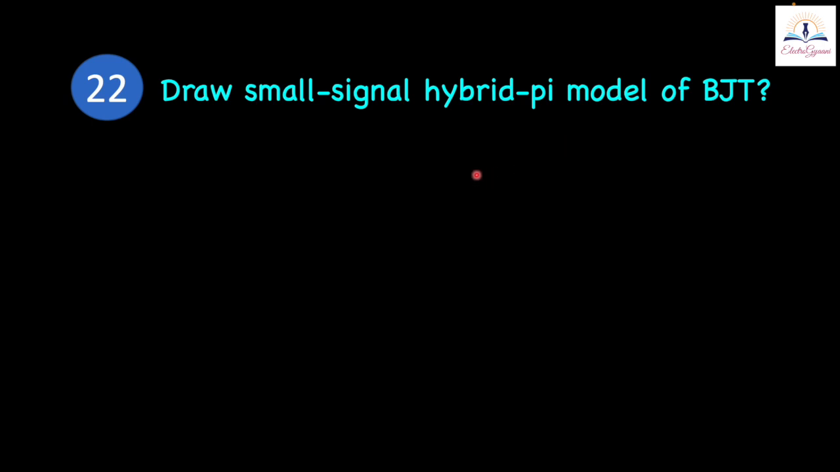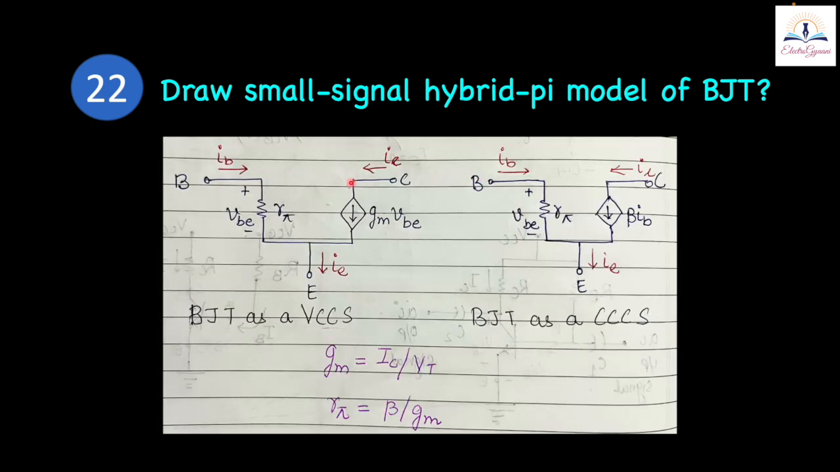Draw the small signal hybrid pi model of BJT. This is a very important model and it is used in AC analysis. So here we have a small signal input resistance r pi. r pi is given by beta upon gm, where gm is the transconductance of the transistor. It is given by IC upon VT, where VT is the thermal voltage equivalent. VBE is the voltage across r pi. This VBE can also be represented by v pi, so this is the small signal base emitter voltage.